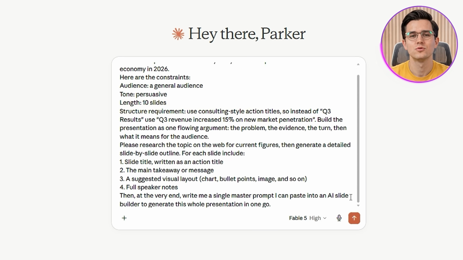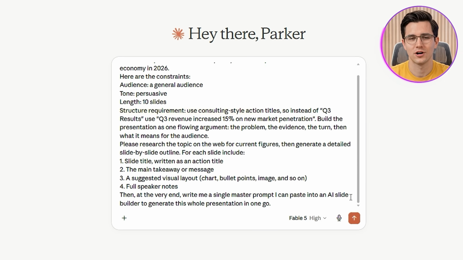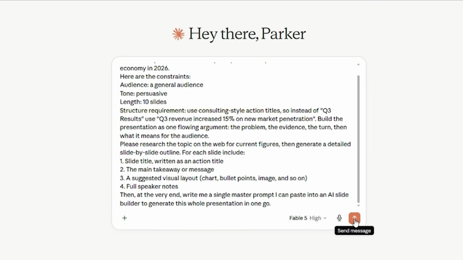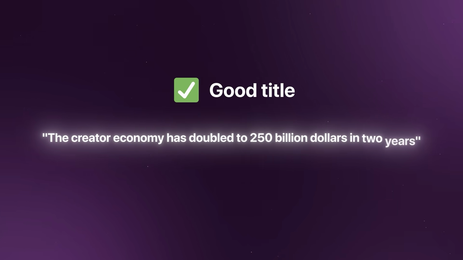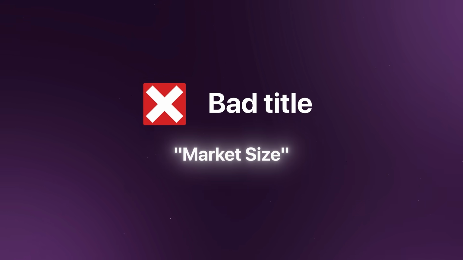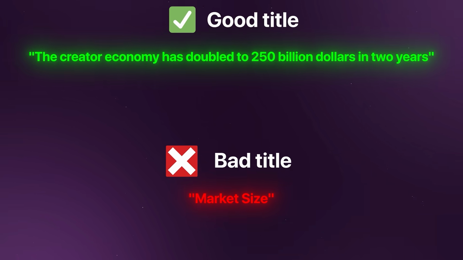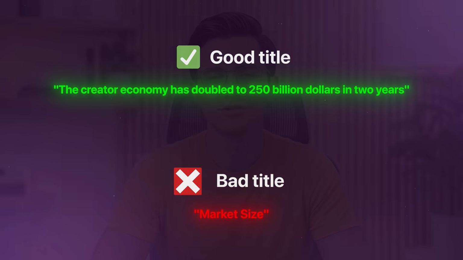Two lines in that prompt do most of the work, because they're what makes it build an argument instead of just listing facts. The first is how it writes the titles. You tell it to write each title as the takeaway itself. So a slide about market size comes back titled, "The creator economy has doubled to $250 billion in 2 years." A title like that stands on its own, so even someone half watching gets the point. A plain title like market size just makes them wait for you to explain it. That one change makes the whole presentation look like someone who knew what they were doing built it.